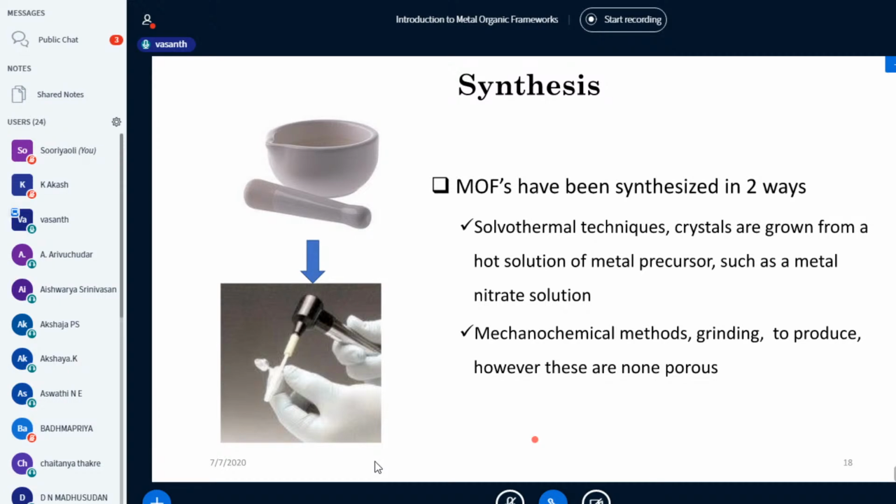Whereas the mechanochemical method is just grinding of two substances. It can be two solids or two liquids. These can be put in a mortar and ground to a fine powder. These fine powders can also give us metal organic frameworks or 3D porous materials, but the porosity is not as good as that of solvothermal techniques. Solvothermally prepared metal organic frameworks are more stable to chemical as well as thermal conditions, whereas mechanochemically prepared metal organic frameworks are less porous, and also not much thermally or chemically stable.